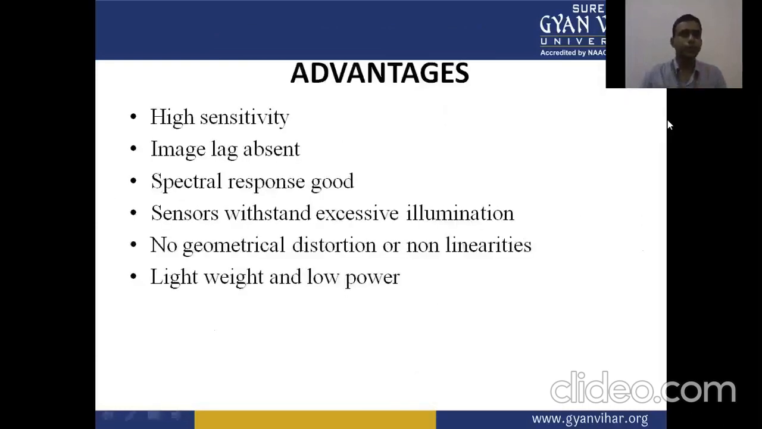Advantages: the CCD camera has high sensitivity, and image lag is absent, which means lagging of the image is absent because it is a highly sensitive type of camera. The spectral response is very good. The sensor withstands excessive illumination. No geometrical distortion or non-linearities. Lightweight and low power.